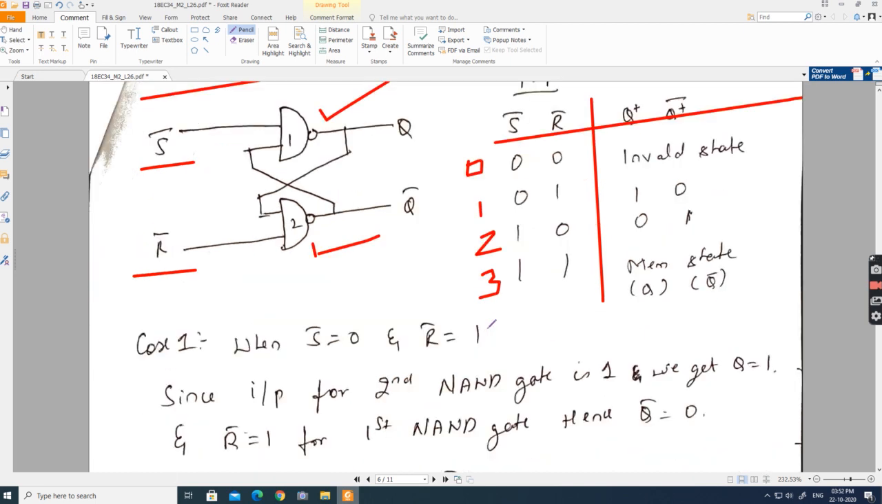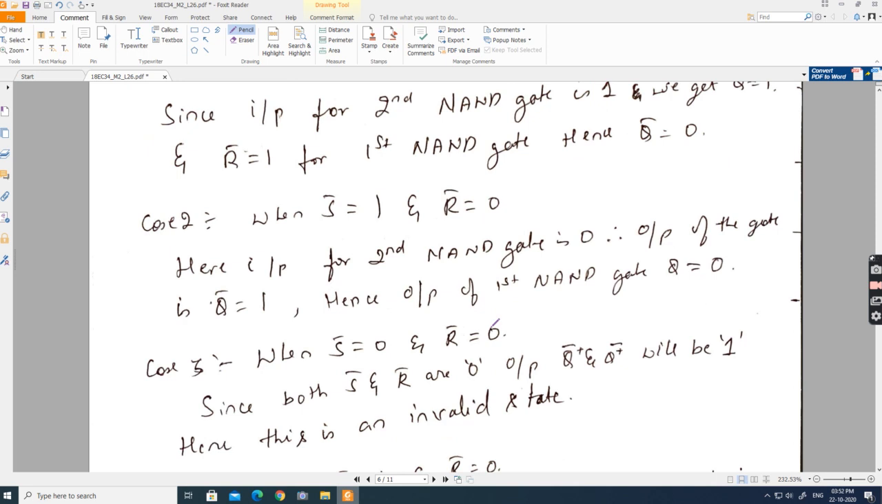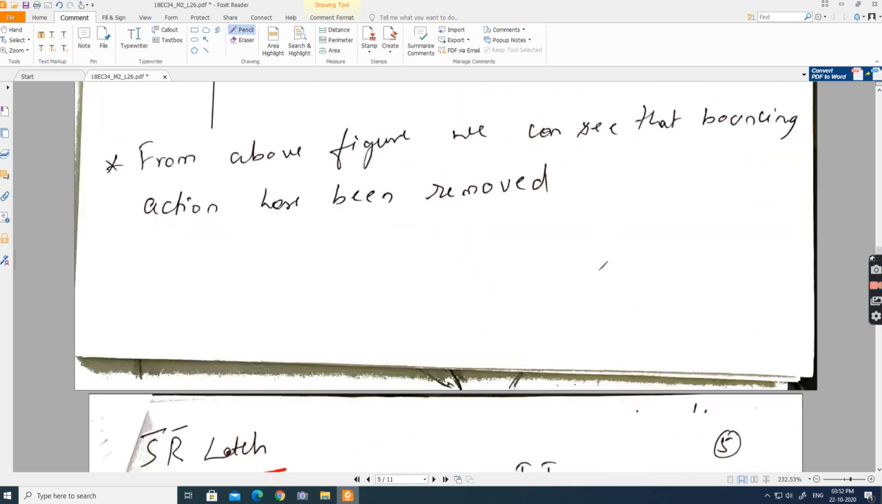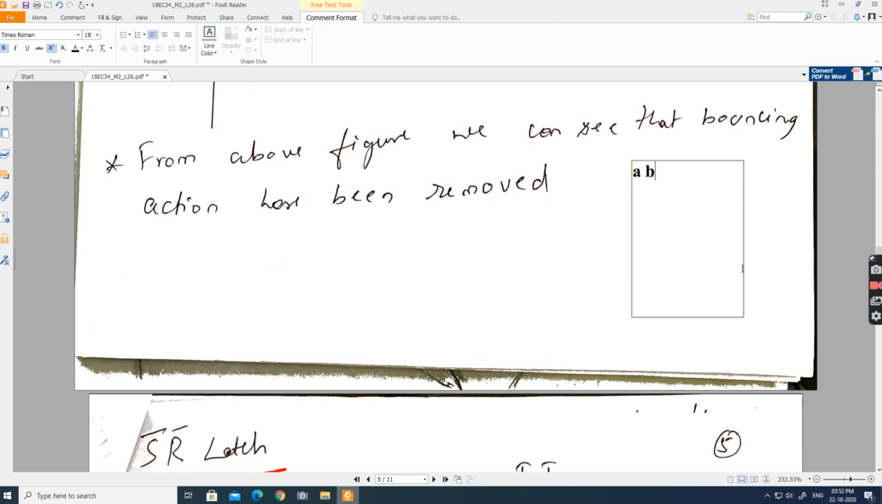Before getting into it, we will look at the NAND gate. The truth table of a NAND gate has A and B as the inputs and output Y. So if the input is 0, what will be the output?